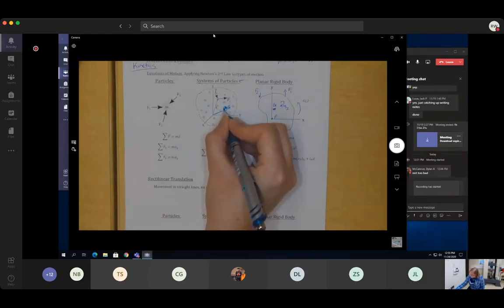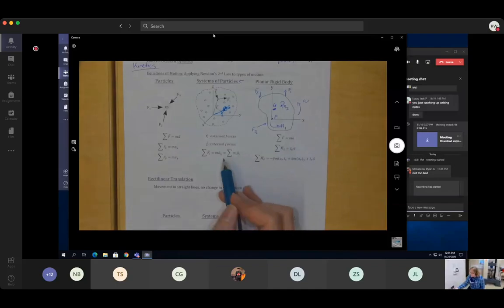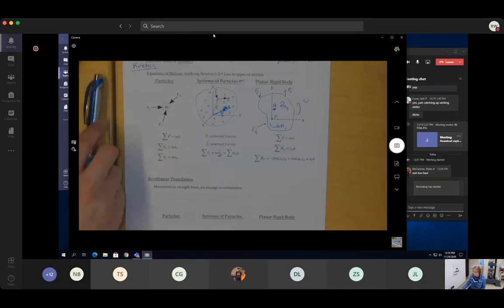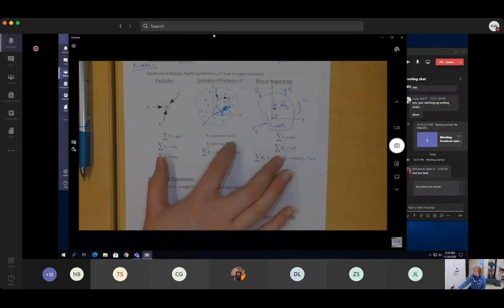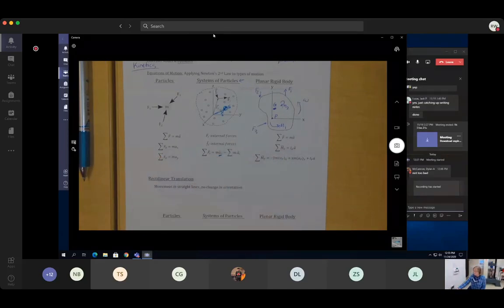And so we'll have a radius to that, and the acceleration of the whole system will be calculated as the acceleration of that location. Okay, so this is kind of the overview of systems we'll look at. Are there questions right away?